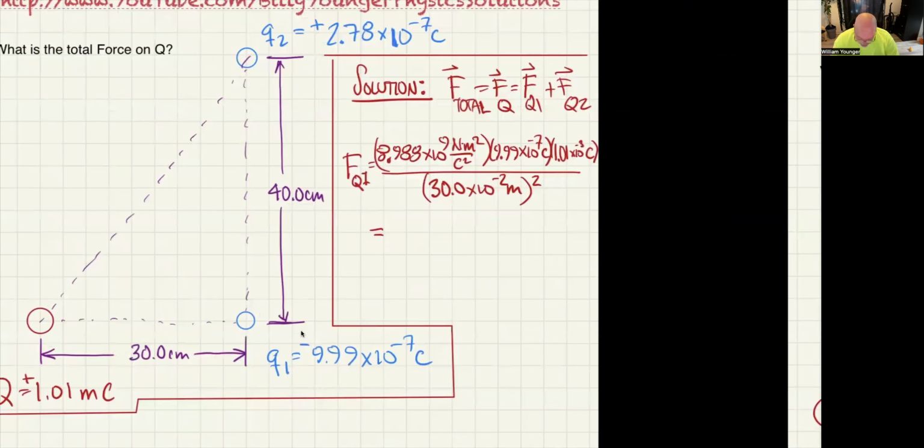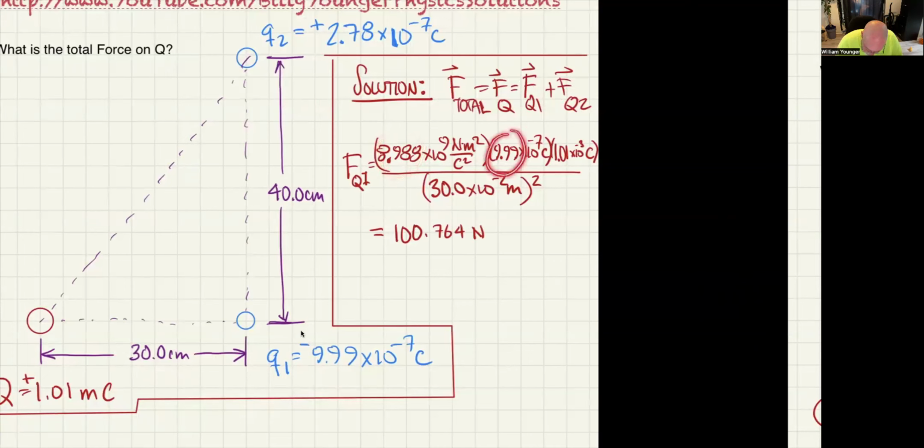So I've done that. Now that I've calculated this, this is the force from Q1, and because it's considerably closer than Q2 is, this turns out to be a much larger force. In fact, this force turns out to be 100.764 newtons.